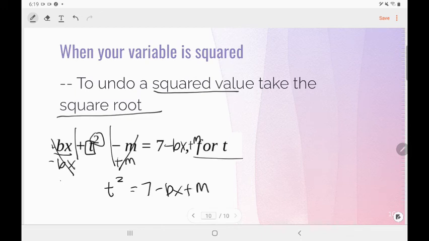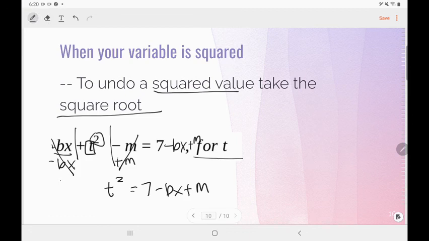Now you could have added m to begin with. So you could have had 7 plus m minus bx, and that would be equivalent. But we chose this way.